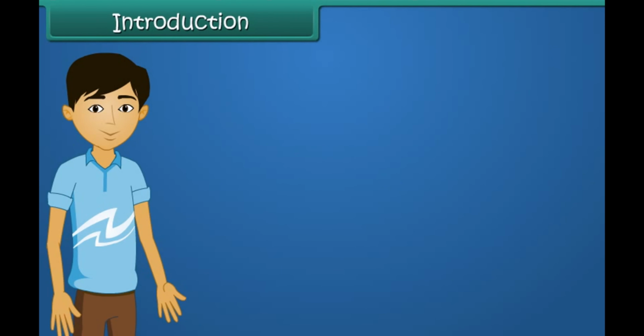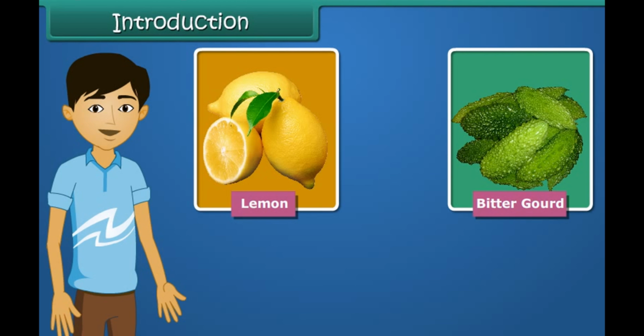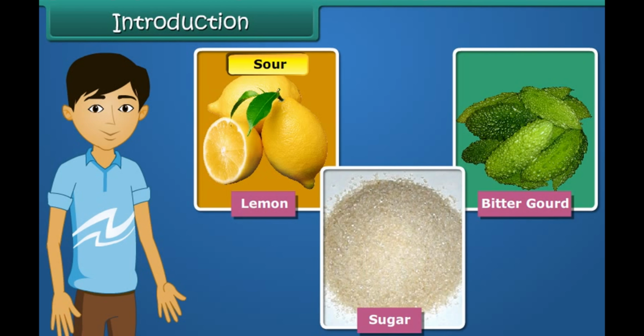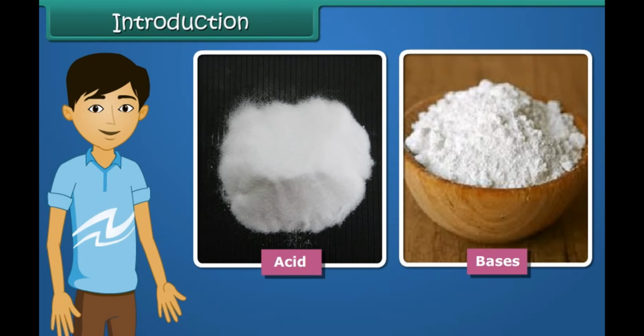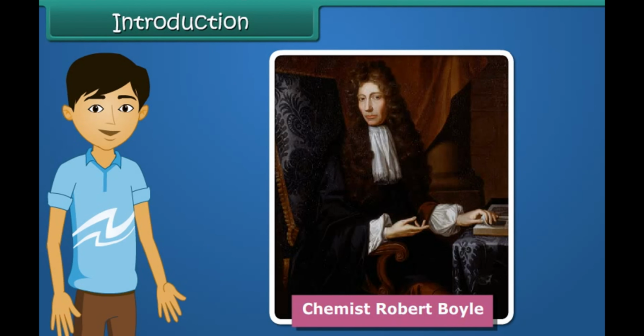Introduction. Hello students, we have lemon, bitter gourd and sugar. Some of these foods taste sour, some taste bitter, some taste sweet, and some are salty. The sour, bitter, sweet and salty taste of foods arises due to the presence of acids, bases and salts in them. In the 17th century, chemist Robert Boyle first labeled substances as acids and bases. In this lesson, you will study about the properties of acids, bases and salts.